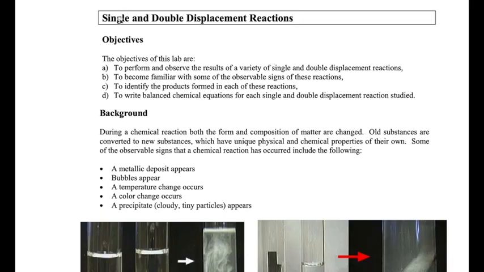Video on the single and double displacement reaction prelab for Chemistry 10. So in this particular lab, our goal is to first observe the different types of chemical reactions and the signs of chemical reactions, and then also to write the actual chemical equations and balance them according to the rules you learn in lecture, and then to figure out what products are formed in each of these chemical reactions.